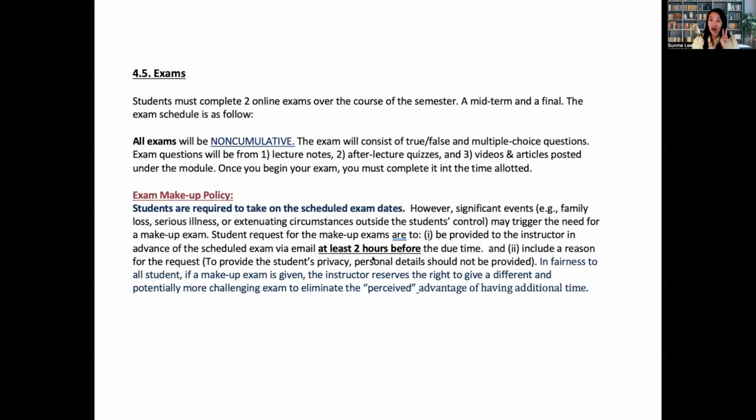And finally, we will have two exams, exam 1 in week 8 and then exam 2 in week 16. Both exams are not cumulative, so they are not comprehensive exams.